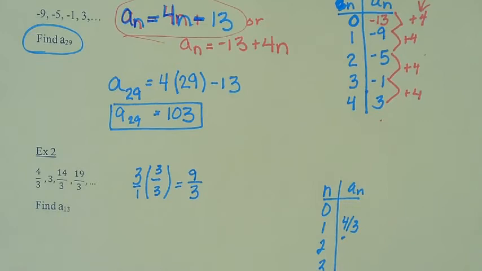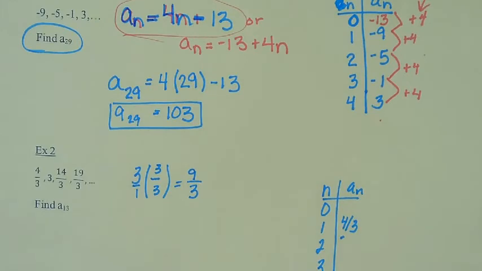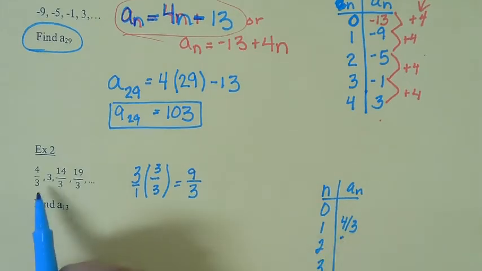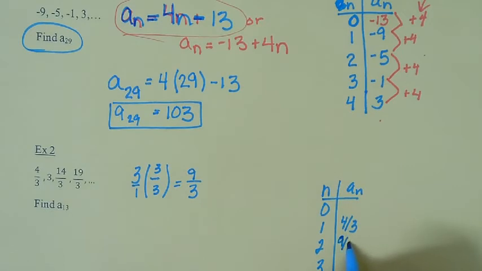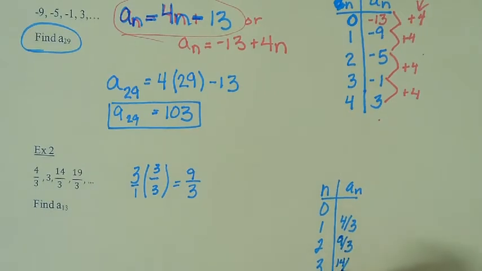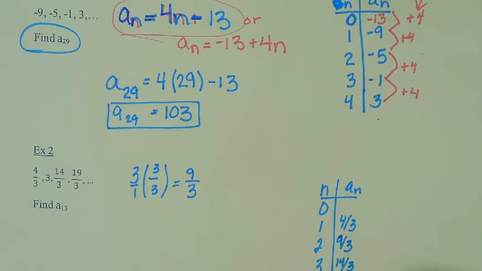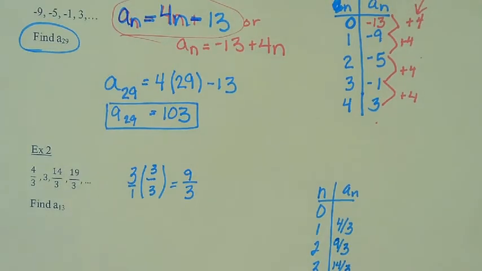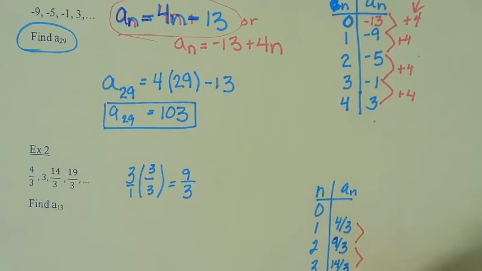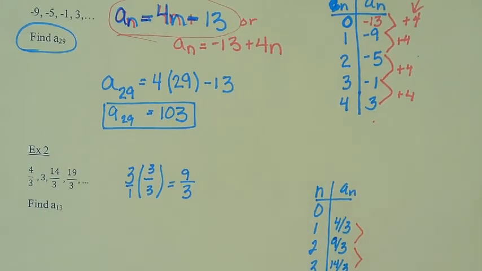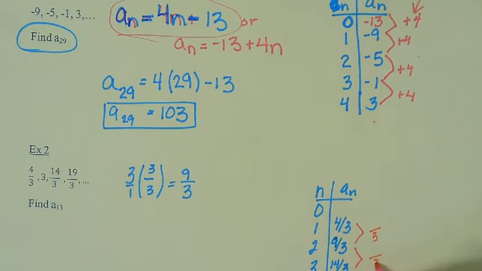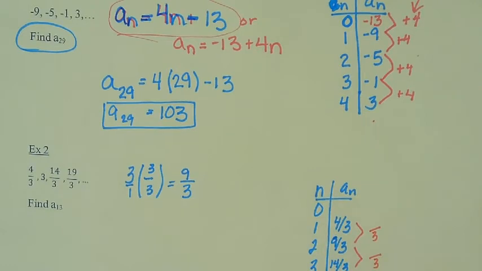That's going to make it easier to look at in my pattern and figure out what the pattern is, because I may be adding a fraction here. So instead of 3, I'm going to write 9/3, 14/3, 19/3. Now with the terms all having denominators of 3, I'm going to know that my pattern is going to have a denominator of 3. And I can just look at what's happening to my numerator.